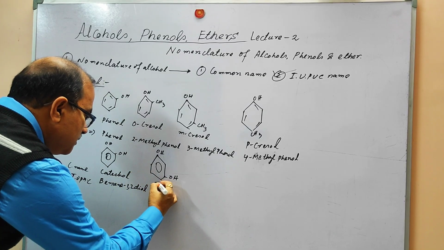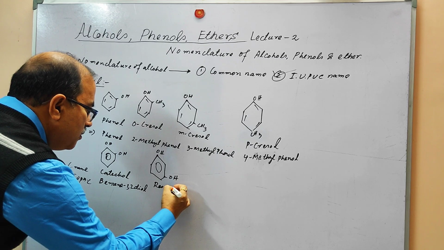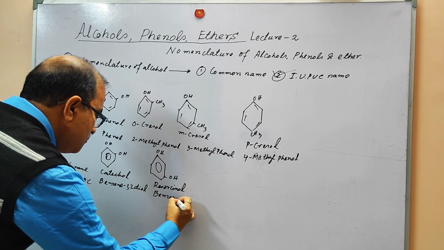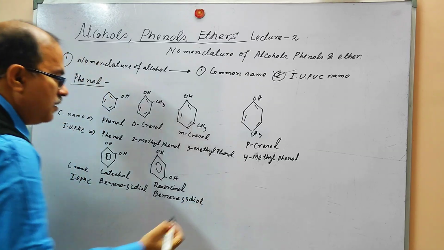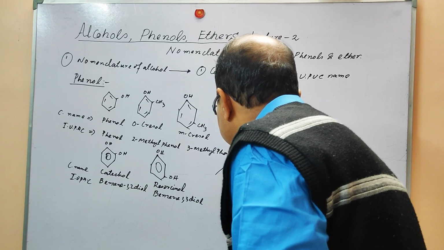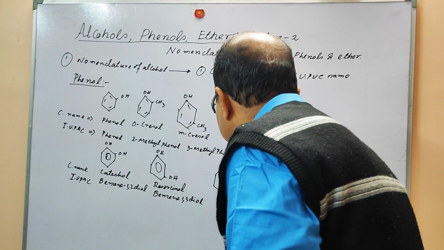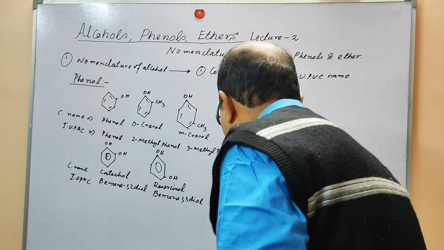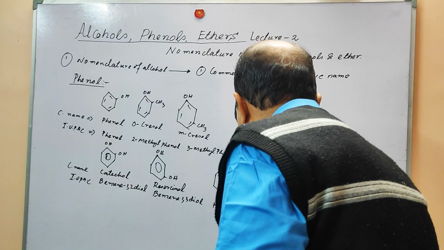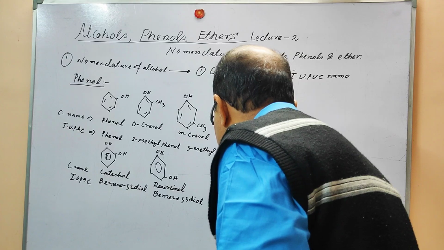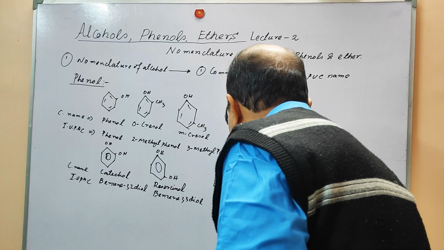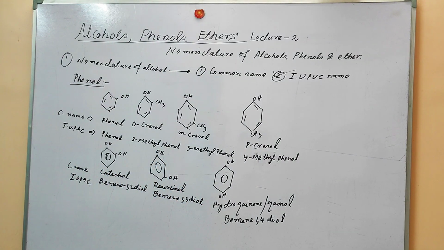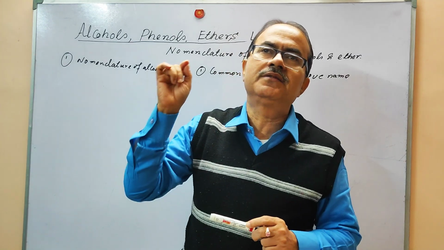The common name of this compound is resorcinol, and its IUPAC name is benzene-1,3-diol. Another compound is hydroquinone, or quinol, and it is benzene-1,4-diol. We discussed the nomenclature of the alcohol and then the nomenclature of the phenol.